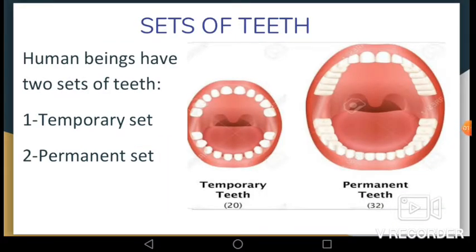We have all gone through the phase during our childhood where we would lose a tooth and a new one would already be ready below it. As humans, we have two sets of teeth that appear during our lifetime. The first set is called temporary teeth and the second set of teeth is called permanent teeth.